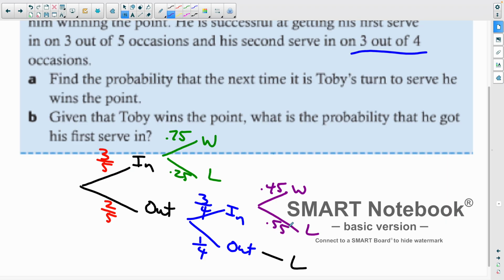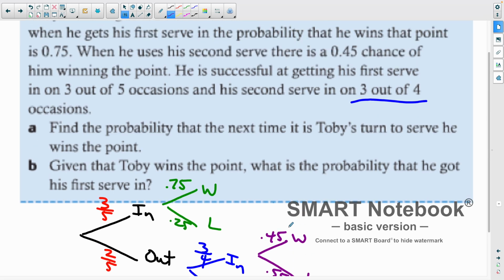Now, here's the thing. Where did you get 0.45 and 0.5? It told us. When he uses his second serve, there's a 0.45 chance of winning the point. Okay, sorry. Yep. All right.